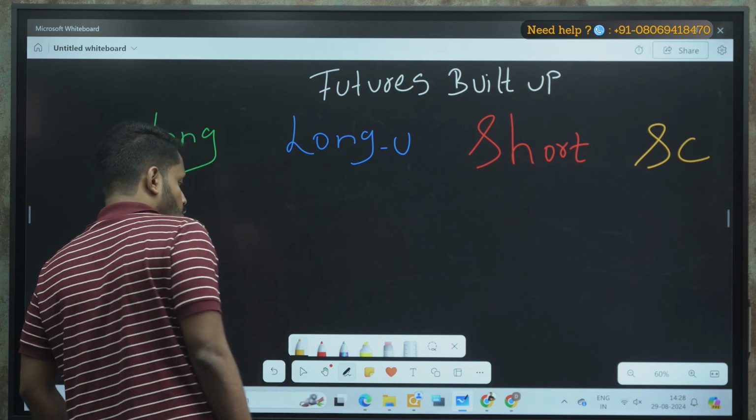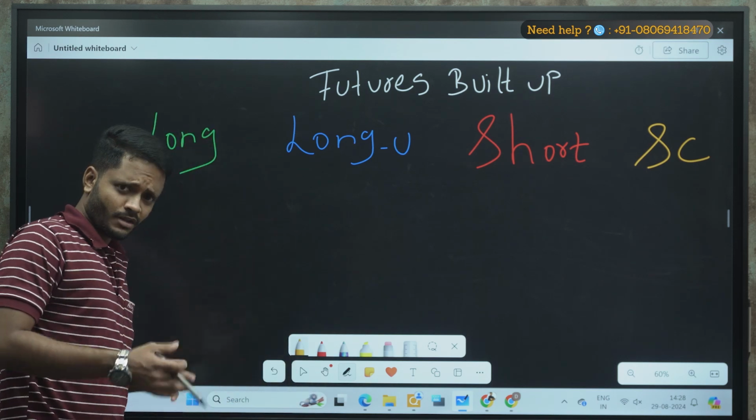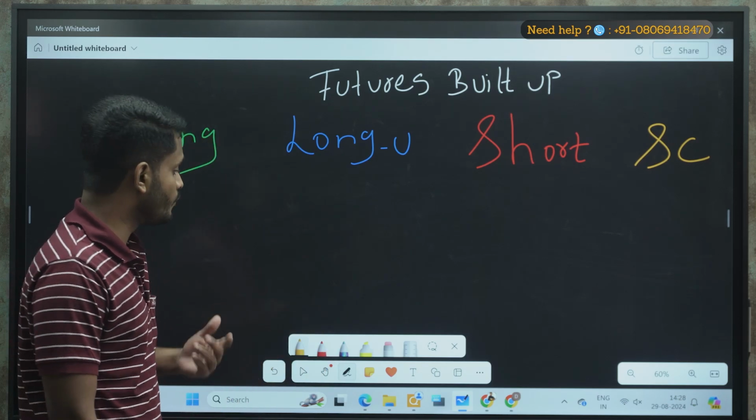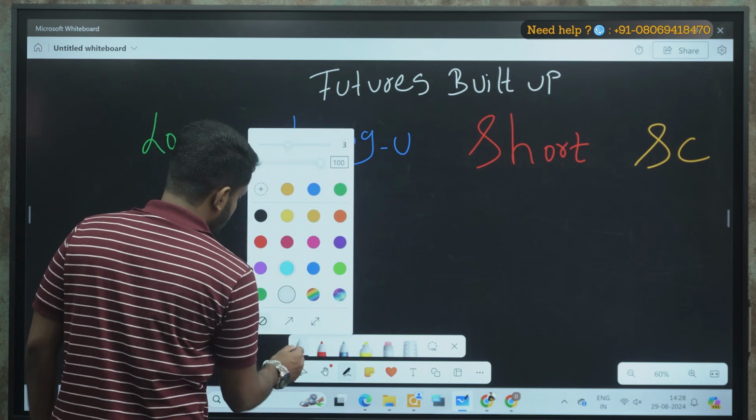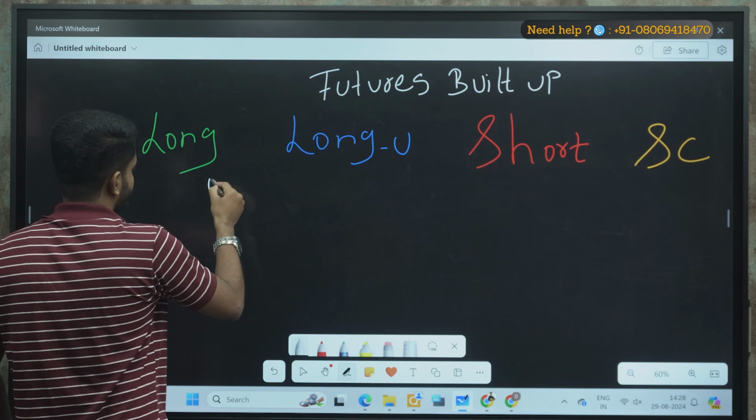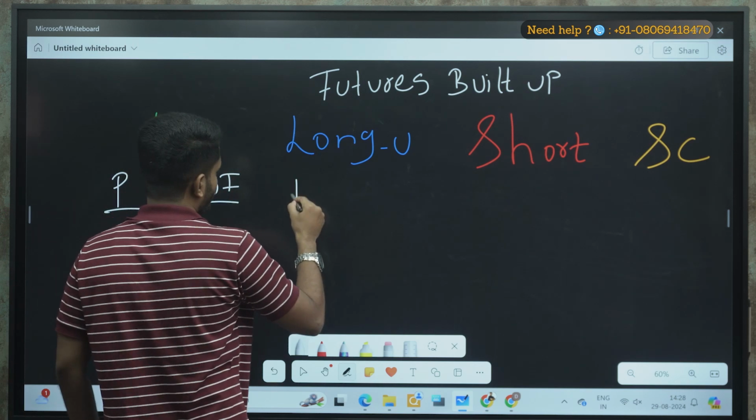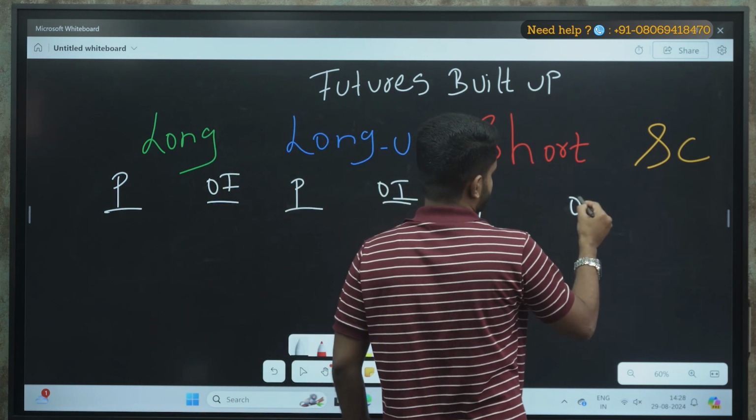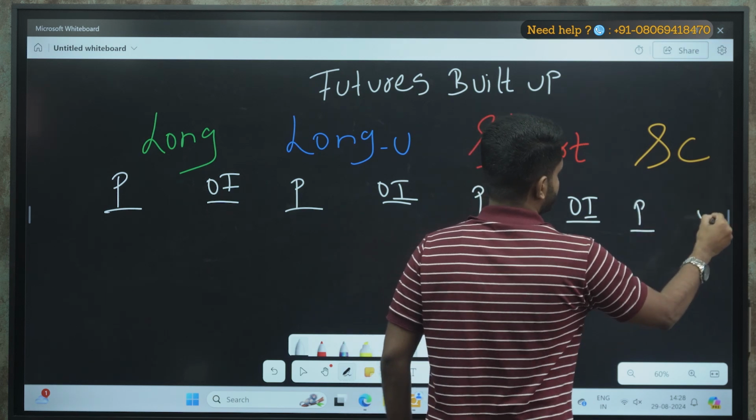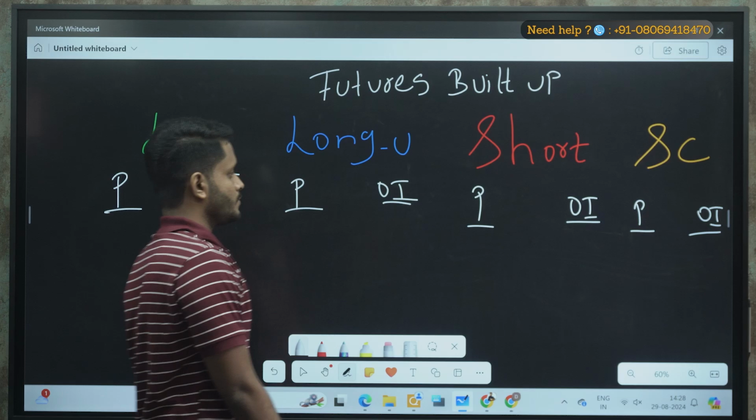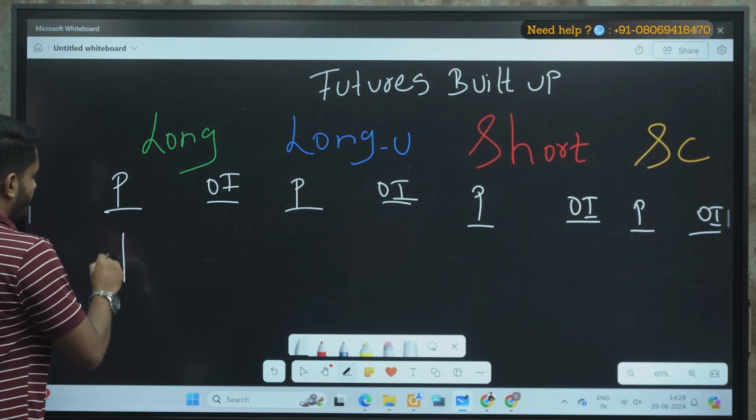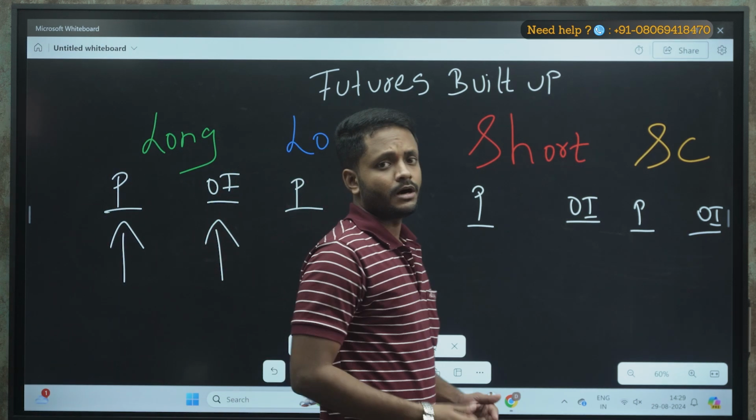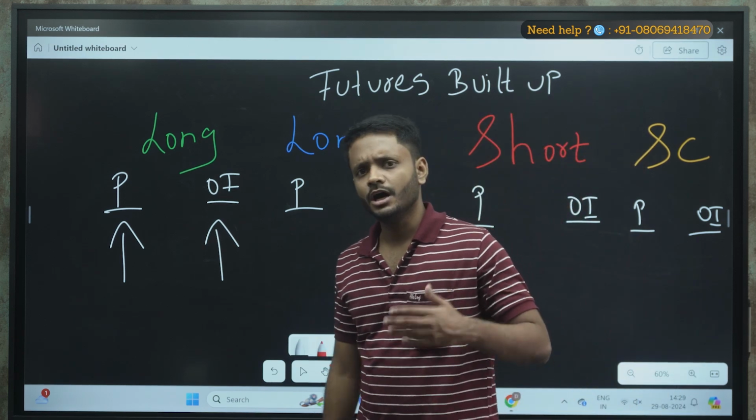When it comes to long, if a particular sector or stock is under a long build up or long unwinding, how would we know? For that we need two components. One is price and another one is open interest. With price and open interest you can gauge the build up. Whenever price goes up and along with that open interest also goes up, we can say that a particular sector or a particular stock is having a long build up.